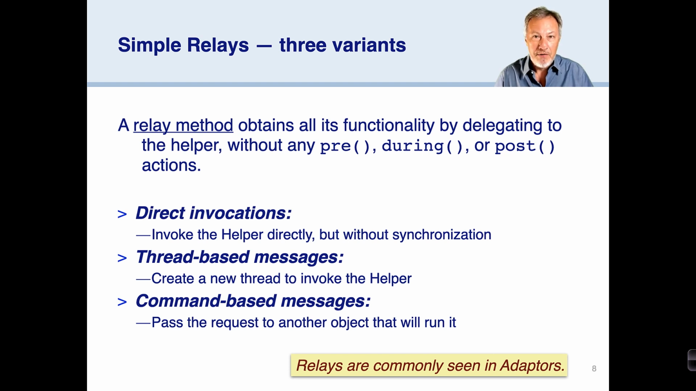Now there are 3 variants of this case, and they all have some trade-offs. They may seem terribly simple, but there are some subtle issues here. First of all, we can have a direct invocation. With the direct invocation, we call the helper directly, but without any synchronization. So this gives us some asynchrony for free.